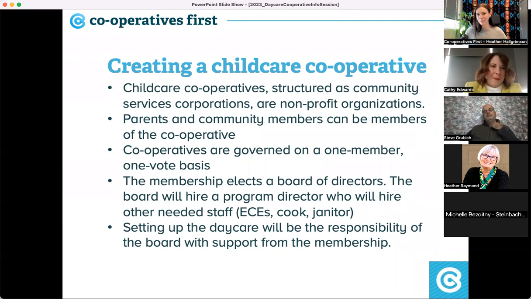So this is where we're trying to put this on the agenda at the forefront for the next couple of years as these spaces are really being created.